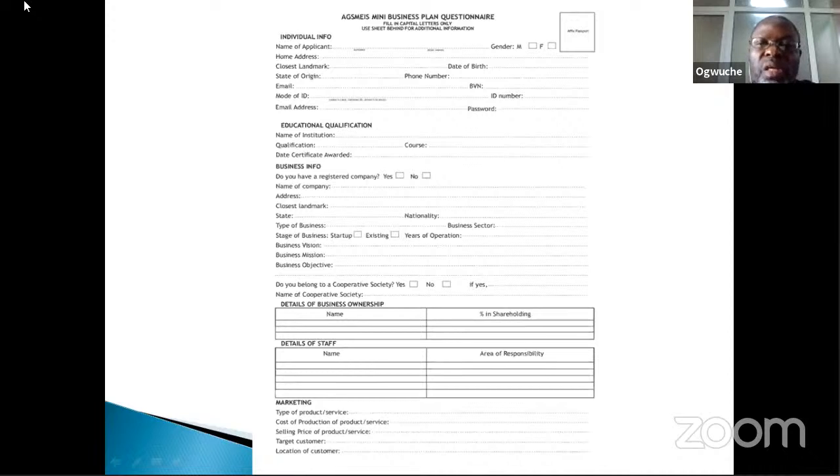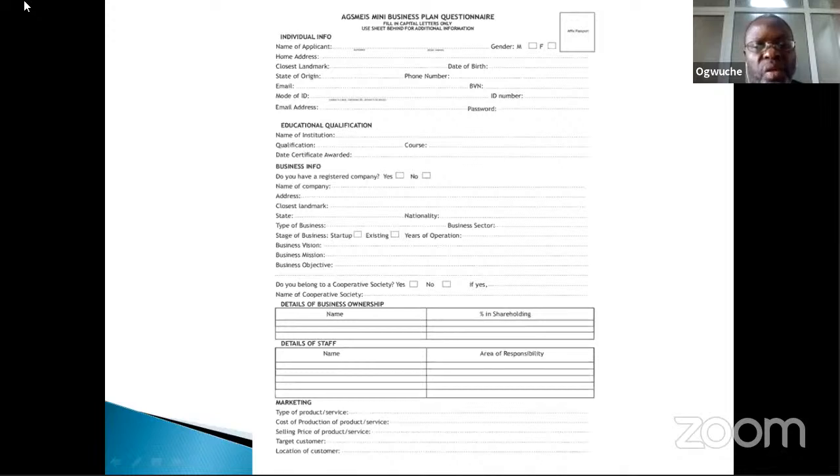Then, of course, your email address, we've already talked about it. You leave out the password. All right. Under educational qualification here, you give us the name of the institution you last attended, qualifications acquired, your course of study, then the date that certificate was awarded. Preferably just give us the year of award, like 2000, 2010, 2015, or whatever. You don't have to give us the date and the month and all that.